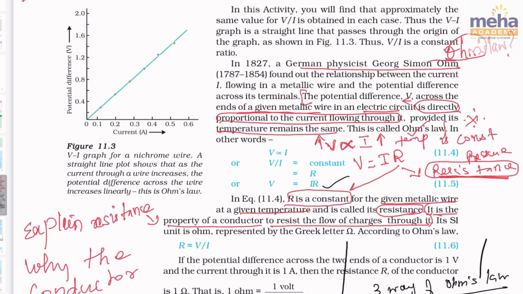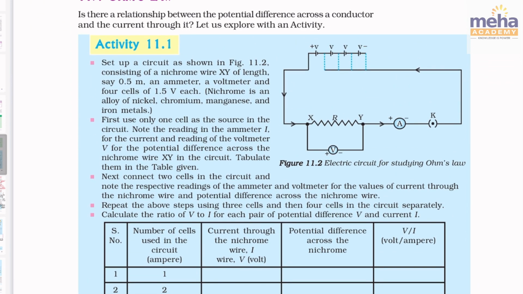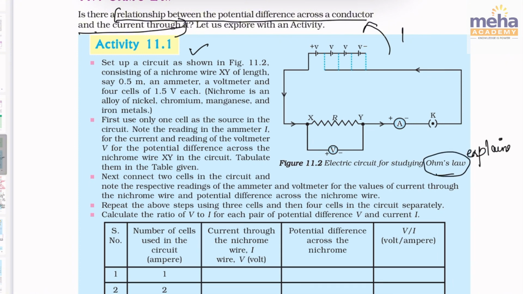So let us go back to the activity. Come to activity 11.1. A figure is given like this, and this figure shows the relationship between the potential difference across a conductor and the current through it. So basically this is an activity that explains Ohm's law.